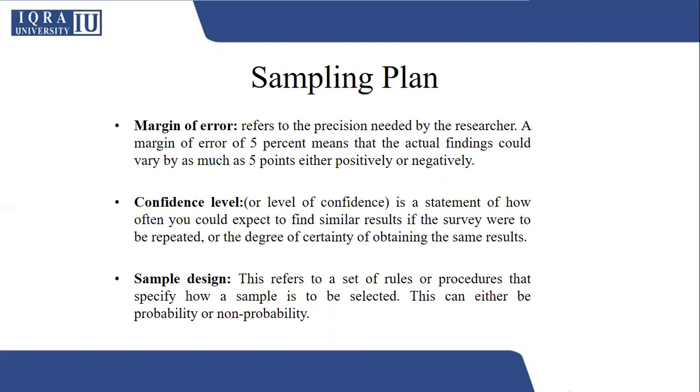And for margin of error, if it's 95%, it means 95% of the data is error free, only 5% chances of error, that is what we call 5% chances of margin of error, right? Sample design, this refers to a set of rules or procedure that specify how a sample is to be selected. This can either be probability sampling or non-probability sampling.